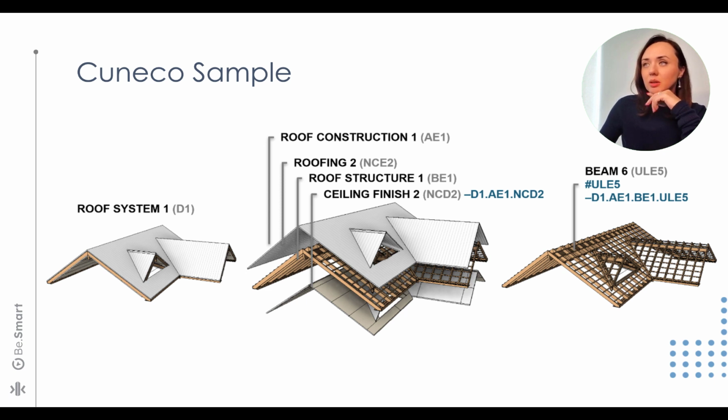The same with this beam. The hashtag in the beginning shows the unique number of this element. So for example, ULA5 is the unique number of this beam. And here again, with the dash in the beginning, we see the location of this beam.